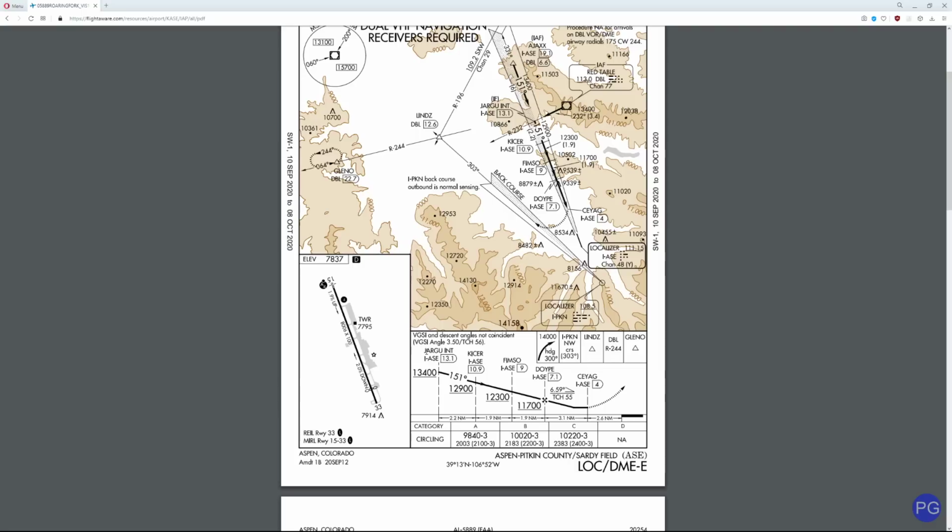When we cross Jargo intersection, which is also 13.1 nautical miles away from the localizer, we'll be able to do this with our DME, we have to be at or above 13,400 feet. When we cross KASE, we have to be at 12,900 feet. When we cross FMSO, which is 9 nautical miles away from the end of the runway, we have to be at 12,300. When we cross DOIP, we have to be at 11,700.